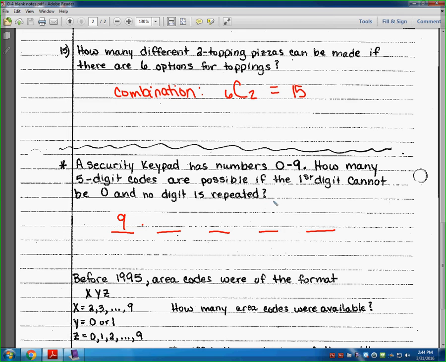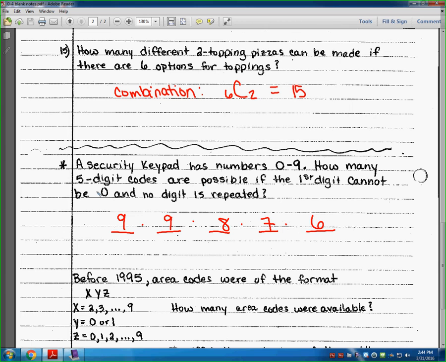Now, no digit can be repeated. So again, normally there's 10 options, but I can't repeat this one. So I'm back down to 9 because 0's back in my options. And then go down by 1: 8, 7, and 6. I'm going to say it one more time. I know that might be kind of confusing for some people.